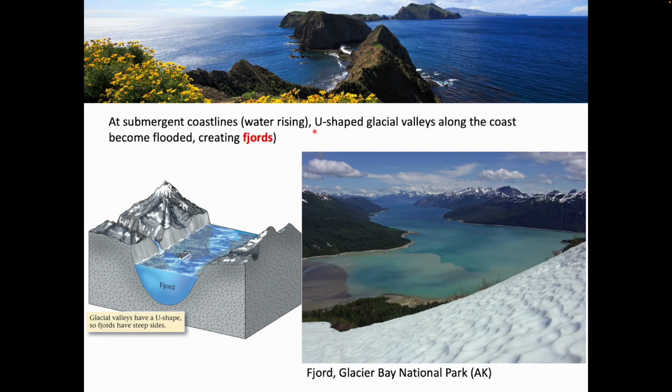And in glaciated areas, the U-shaped glacial valleys along the coastline become flooded, creating fjords. You find fjords anywhere where tidewater glaciers are found as well. Fjords usually have very steep sides and a relatively flat bottom, that characteristic U-shape of glacial valleys. Some of the densest concentrations of fjords in North America are found in Alaska. This pictured fjord is in Glacier Bay National Park.